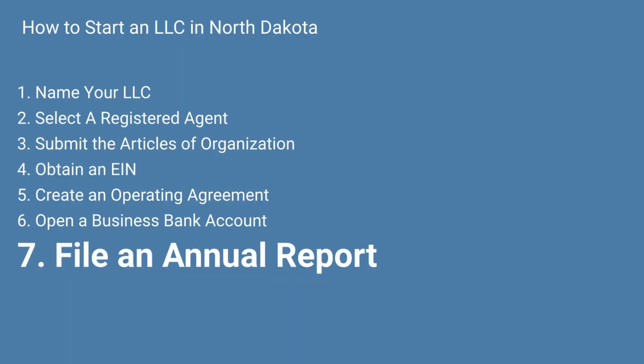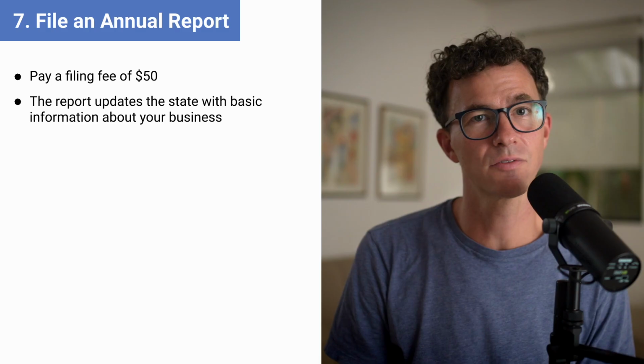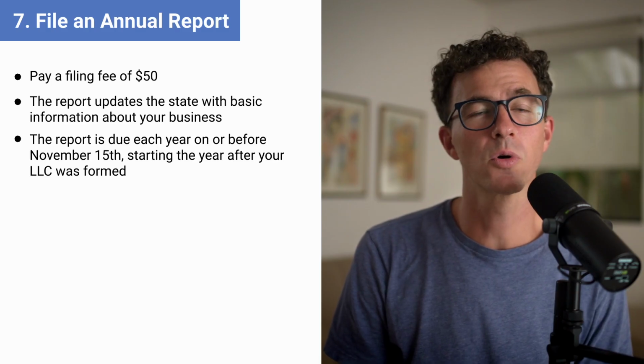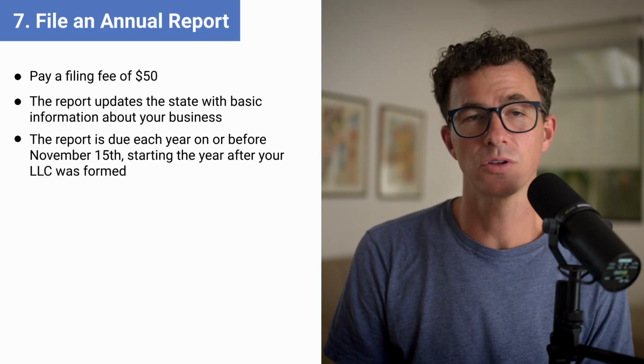To keep your business open and in good standing, step number 7, file an annual report and pay the $50 filing fee. The report updates the state with basic information about your business. The report is due each year before November 15th, starting the year after you form your LLC.